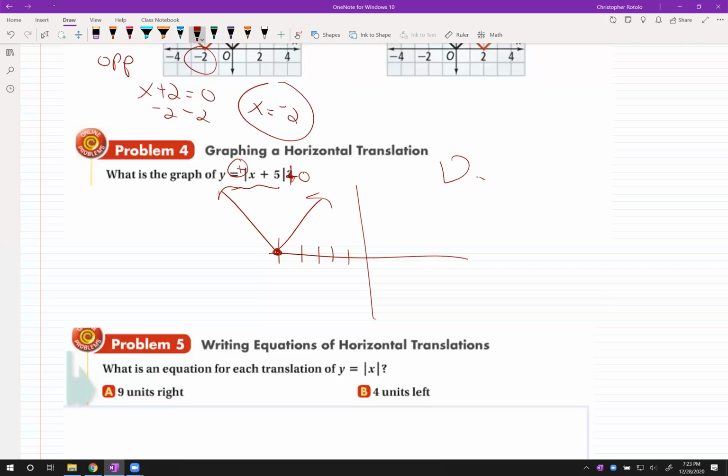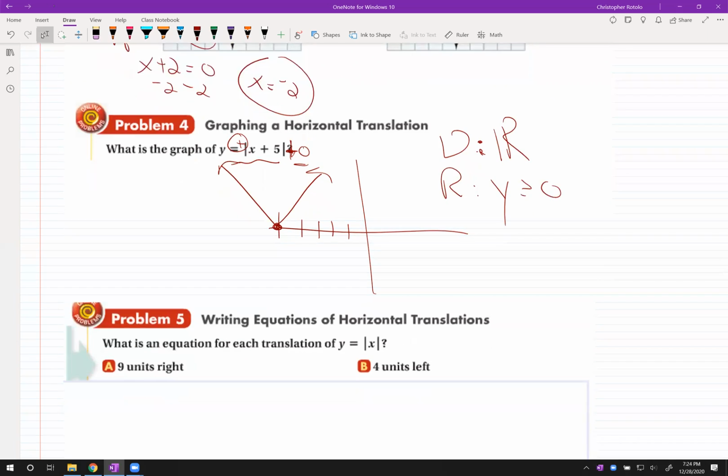What about the domain? All real numbers. Same thing again. And the range, y is greater than or equal to 0 again, right? Because it didn't move up or down. It only moved left and right. So we're going to have both of those for that to happen. Let's make sure you got that idea.